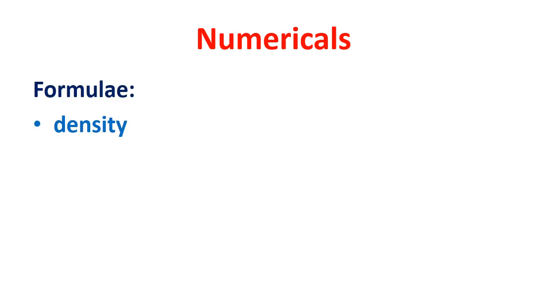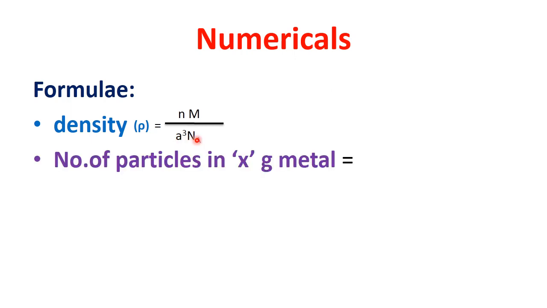First one is density, which is represented by rho, and which is equal to n into m divided by a cube Na, where n is the number of particles per unit cell, m is molar mass, a cube is the volume of unit cell, and Na is Avogadro number. Second, for the number of particles in X gram of metal, which is equal to X into n divided by rho a cube, where X is the mass of metal in gram, n is the number of particles per unit cell, rho is the density of unit cell, and a cube is the volume of unit cell.